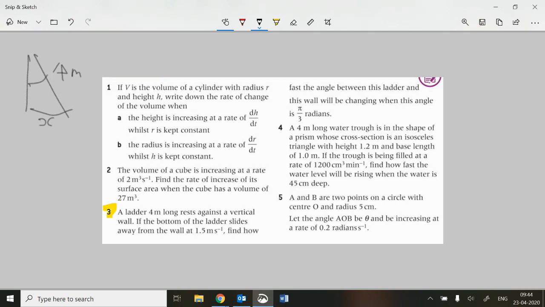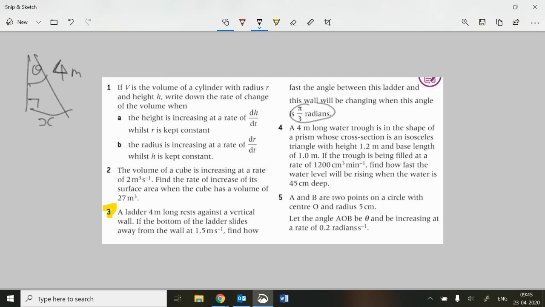So let's just set this up. There's our theta over there. Okay, and that's obviously a right angle triangle as well. So there's our little sketch. So it says, find out how fast the angle between this ladder and this wall will be changing when the angle is pi over 3 radians.